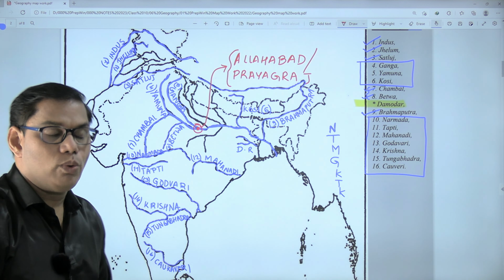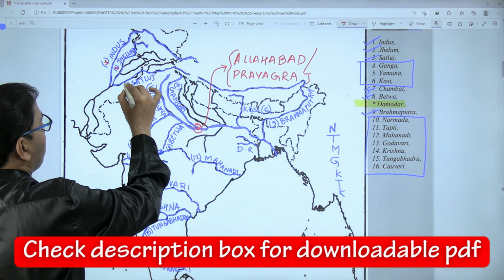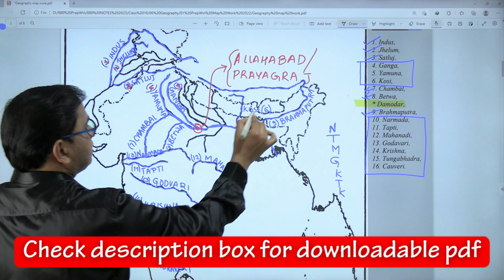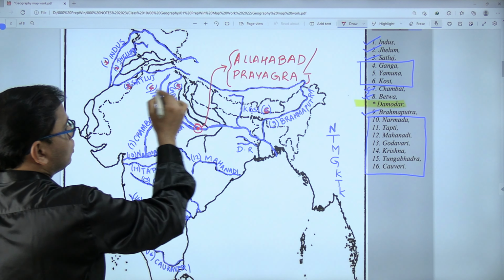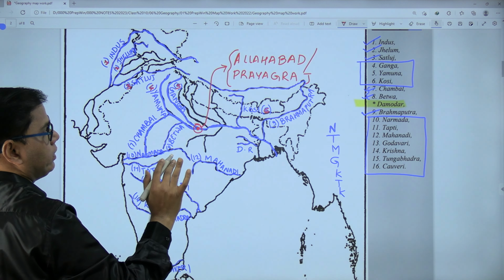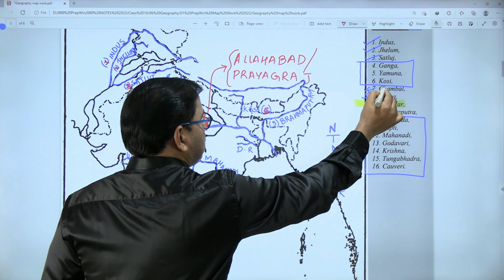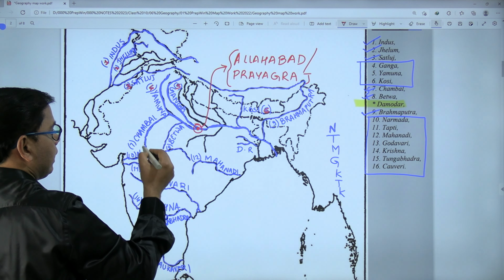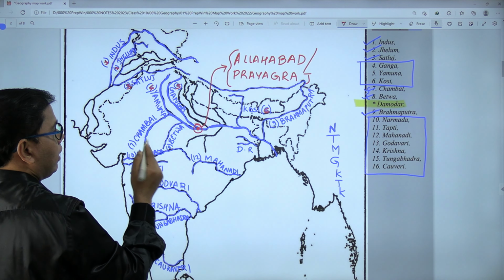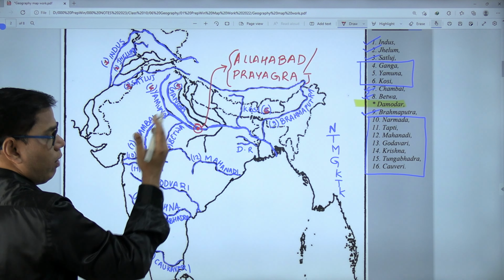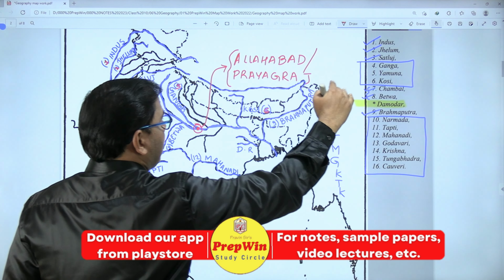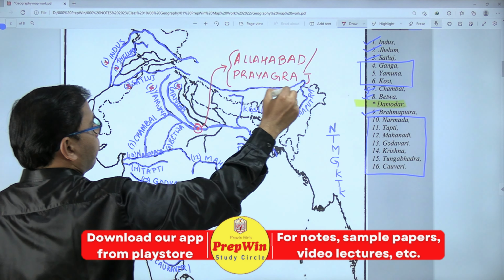First was Indus River, second is Jhelum River, third is Satlaj, fourth is Yamuna, fifth is Ganga, sixth is Koshi, right? So we are going to consider these three rivers when you learn these three rivers together. And after 6 come Chambal and Betwa. So here in Rajasthan, towards the left hand side is Chambal River and Betwa River, which is parallel to Chambal. Then, okay, this completes our 8 rivers. Then comes Brahmaputra.